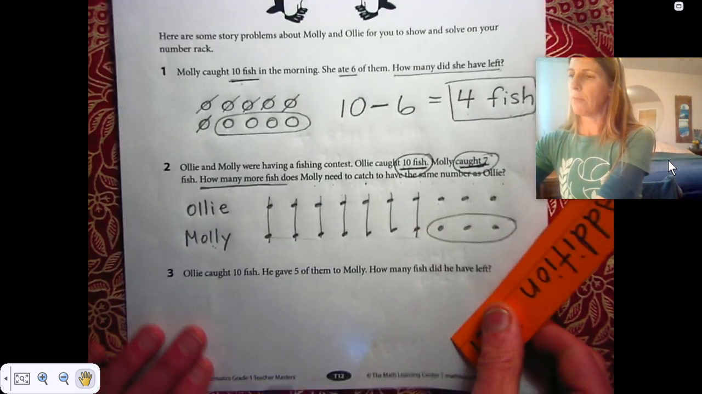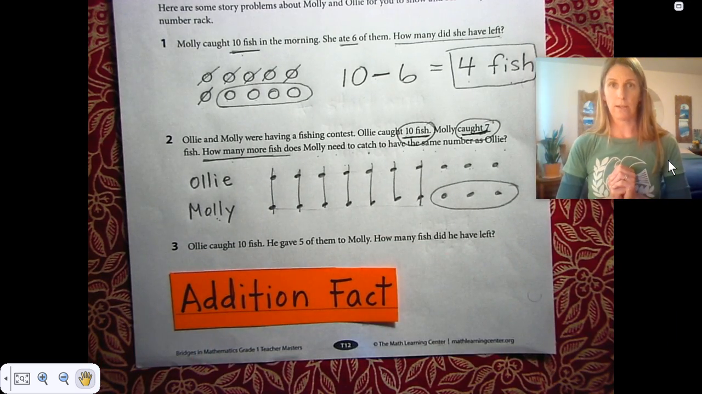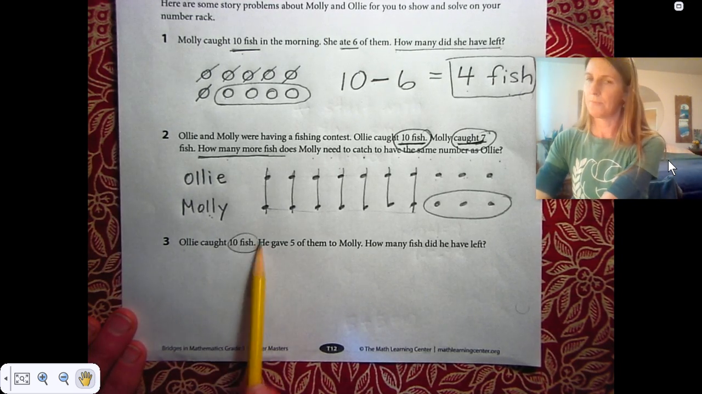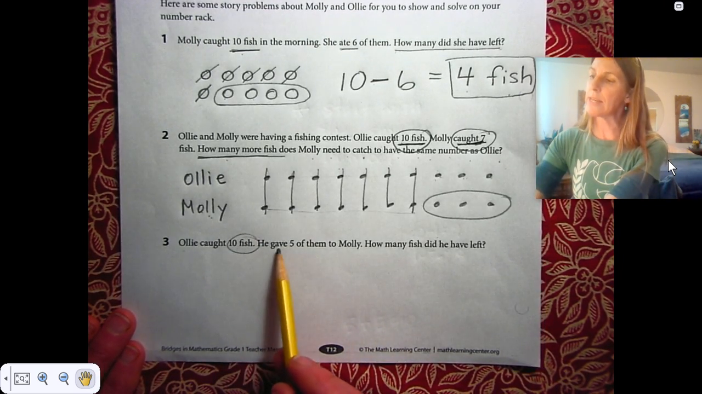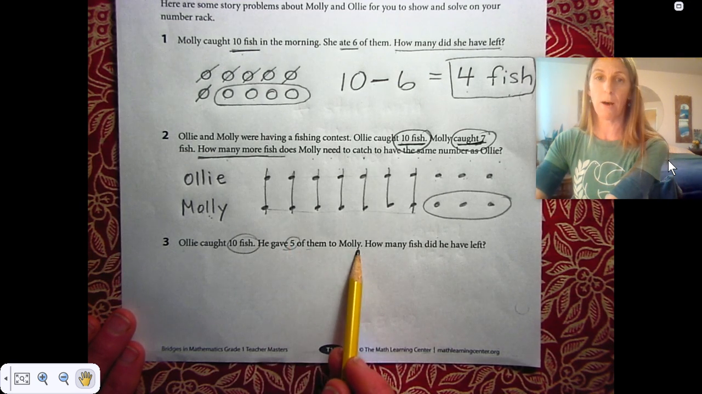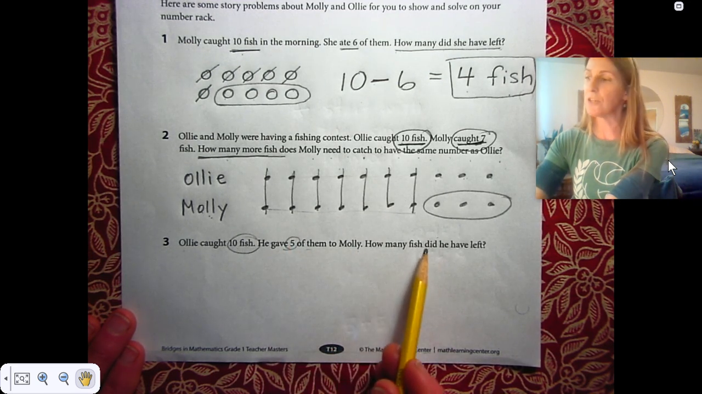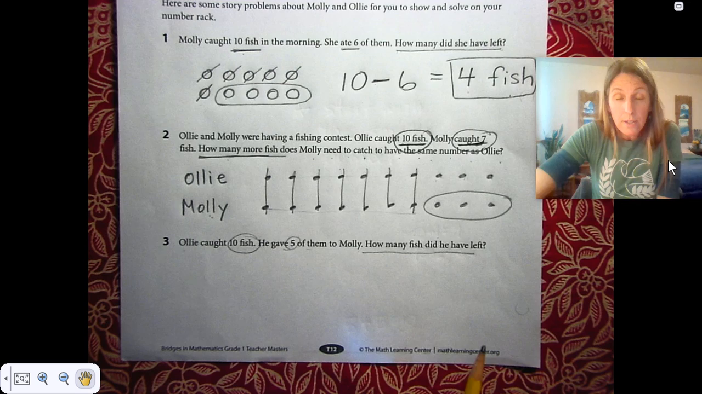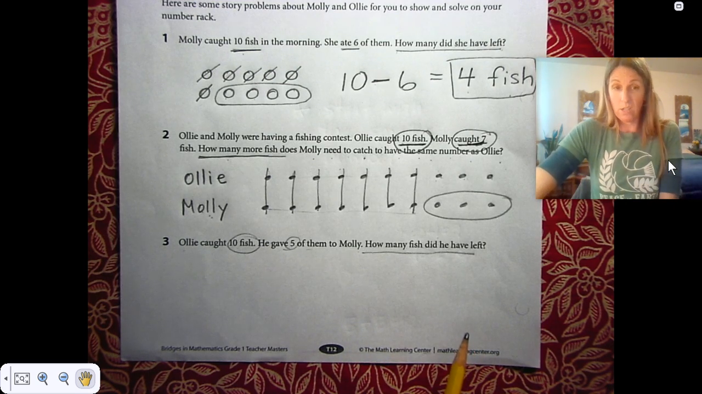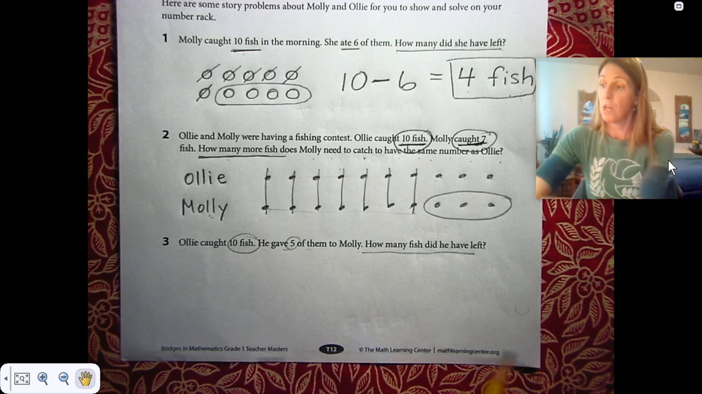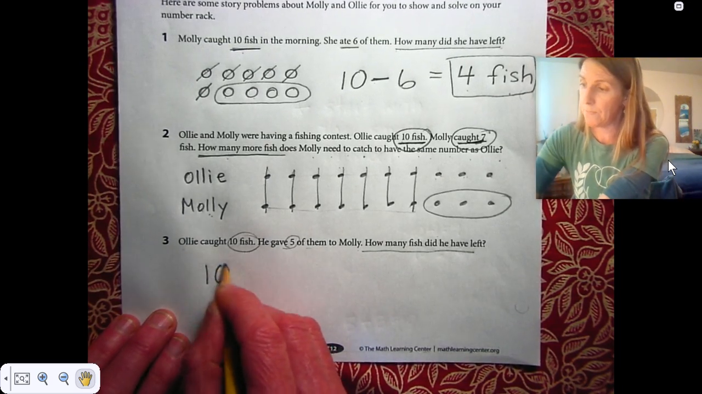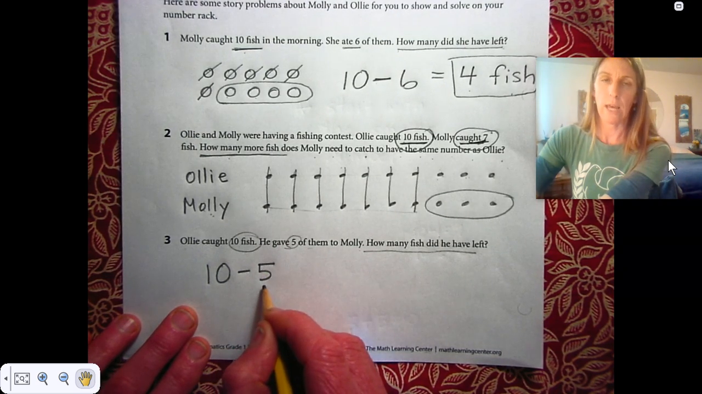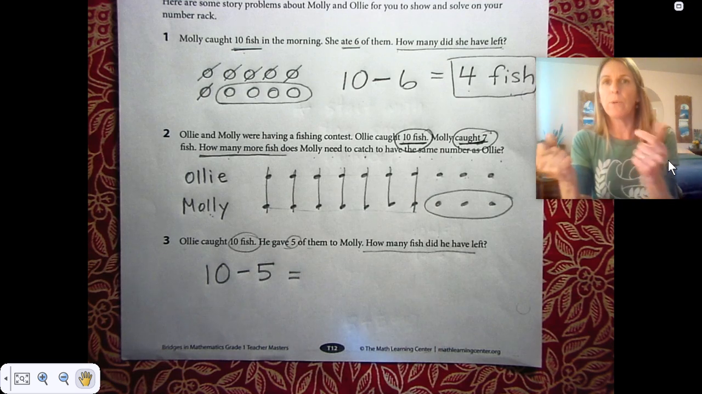Our last problem with Molly and Ollie is that addition fact that can help you. And it says, Ollie caught 10 fish. He gave 5 of them to Molly. How many fish did he have left? Hey, this is a how many were left question. So if you wanted to, you could do takeaway. If you wanted, you could just write 10, take away how many he gave to Molly, 10 take away 5 equals, and we don't even need to draw a picture of this.